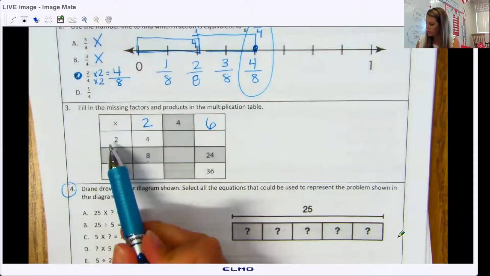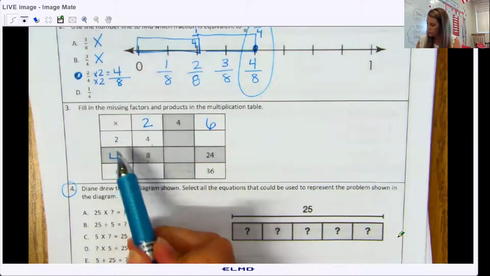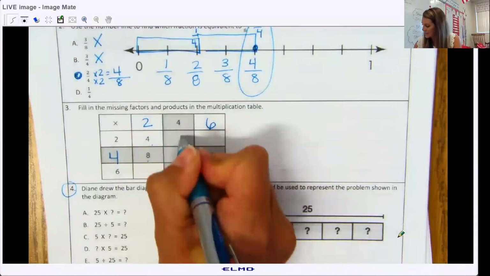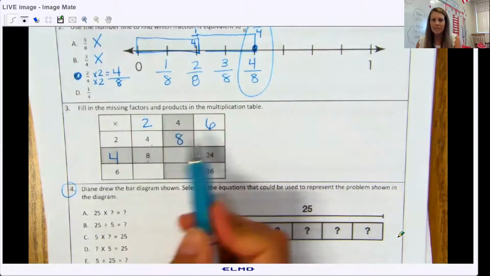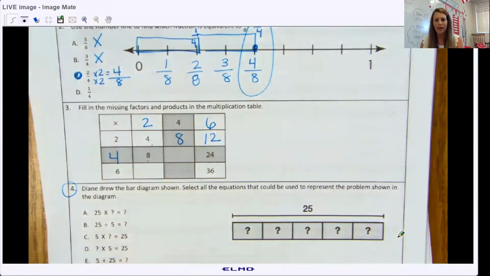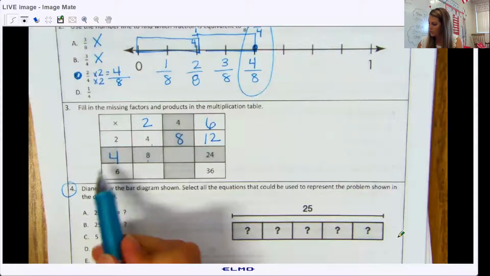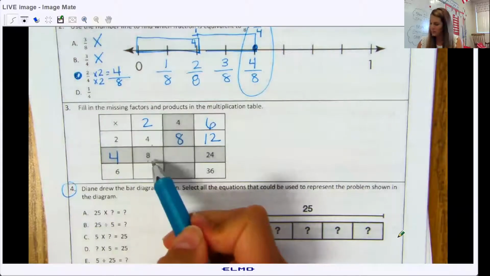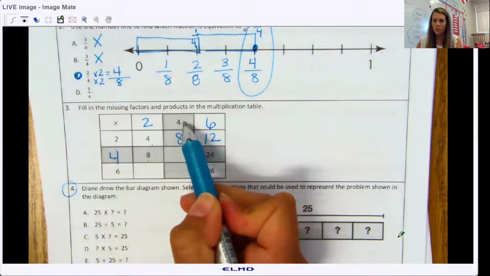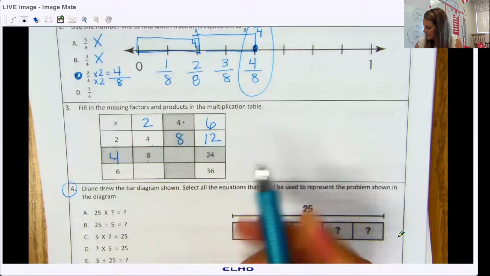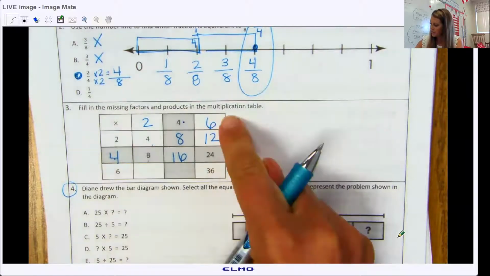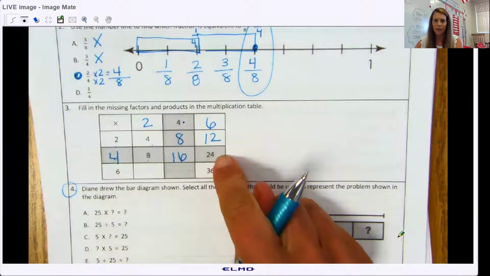We know 2 times 2 equals 4. 2 times 4 equals what? 8. And 2 times 6, you should have gotten 12. Okay, then moving on. 4 times 2, we got 8. So now we're going to do 4 times 4, which equals what? 16. And then 4 times 6 equals 24. We already figured that out.